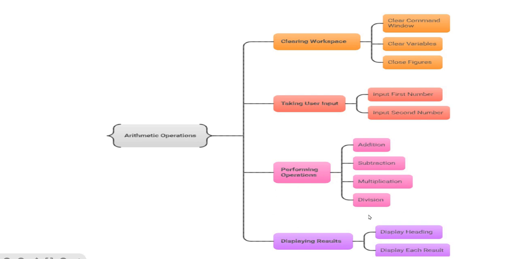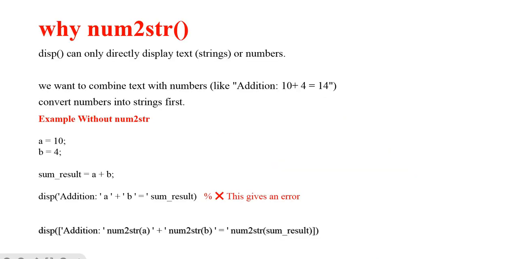In the previous video we used only the disp command, whereas here we'll use the disp command along with the num2str command. Why are we using num2str, when we can directly use disp? What is the importance of this? In MATLAB, the disp command directly displays only text strings, or only numbers. But when we want to combine text and numbers, like suppose you have Addition: 10 plus 4 is equal to 14, and I want to display this.